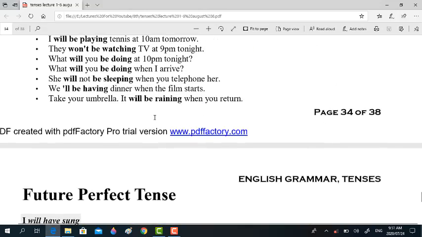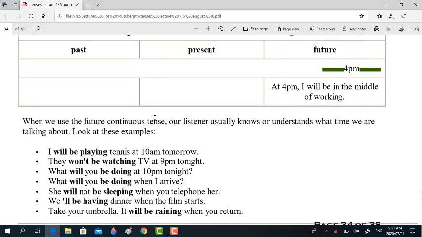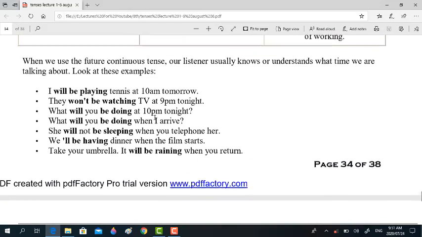Dear students, you have to make 5 sentences with different subjects and different verbs, right?